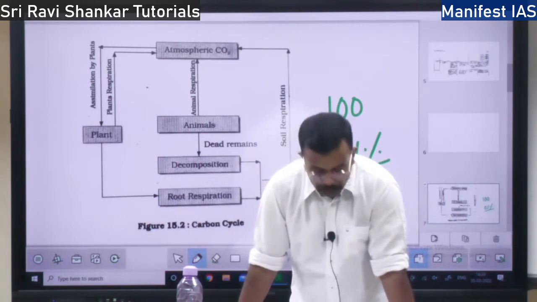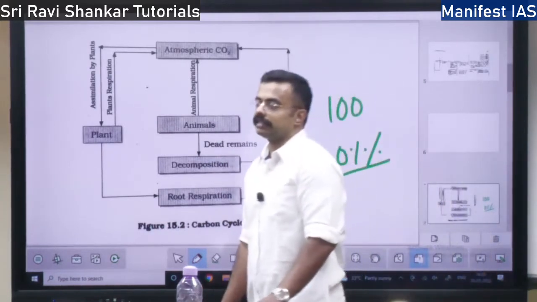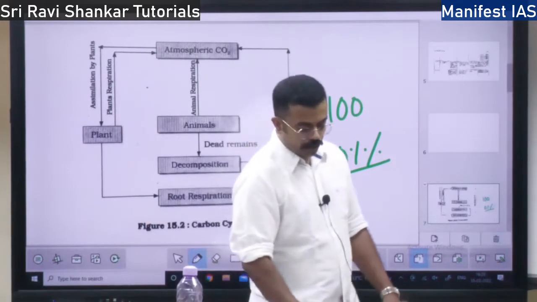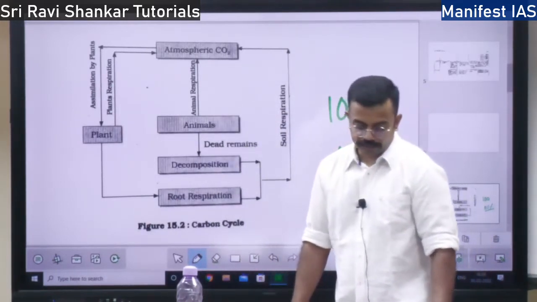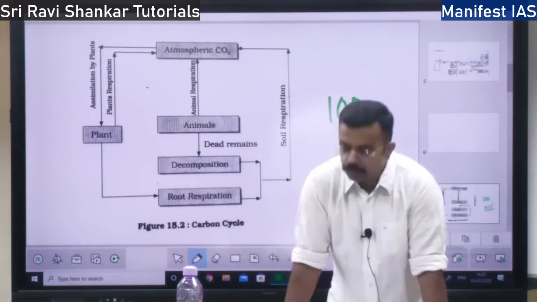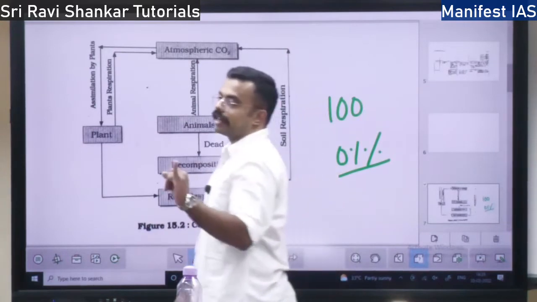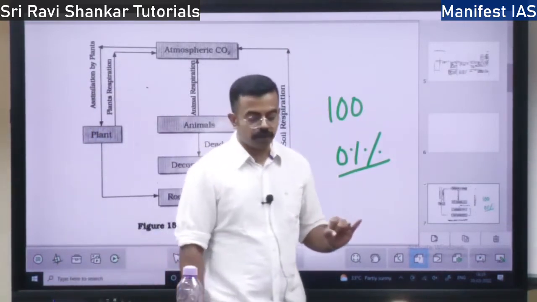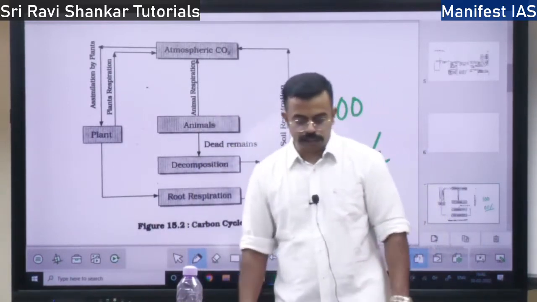So there are two types of cycle. The first type is the sedimentary cycle, and the second type is the gaseous cycle. What you saw now of carbon dioxide is a gaseous cycle, right? So where are these gases saved? The reservoir for gases is either the atmosphere or the oceans. So the gaseous cycle source is the atmosphere or oceans, right?